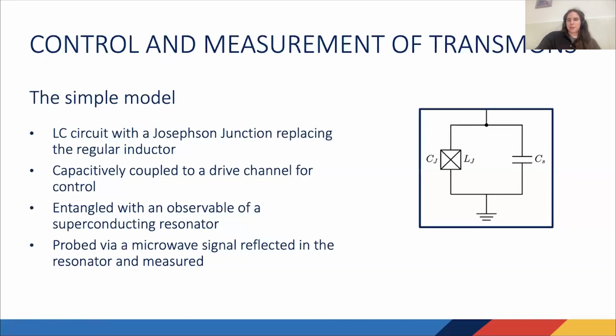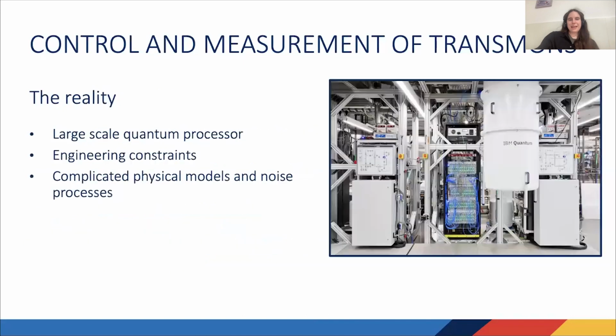So I've now described a simple model where I've got a regular circuit with a Josephson junction replacing the usual inductor. It's coupled to a drive line for control, and it's also coupled to a resonator for measurement. And that measurement shows up on this IQ plot where I try and figure out what state the qubit was in. In reality, we've got huge quantum devices with engineering constraints like maximum amplitude on the drive that you can send in, and quite complicated physical models and noise processes.